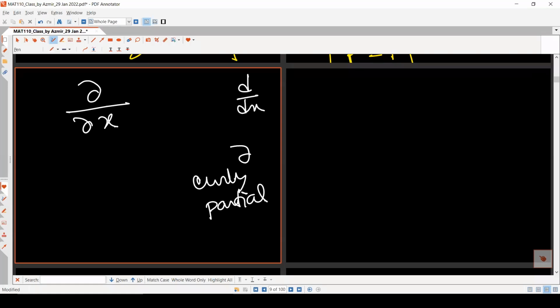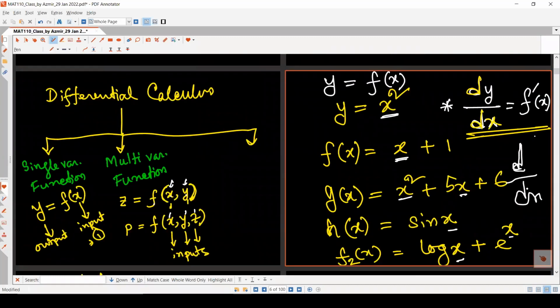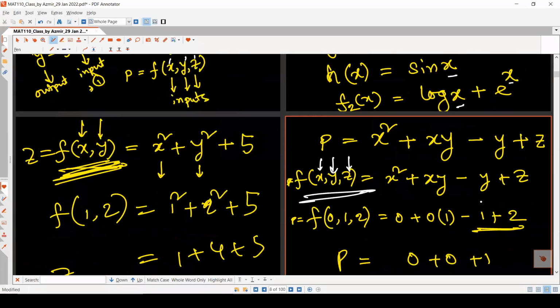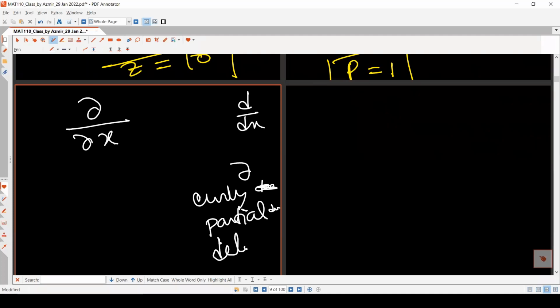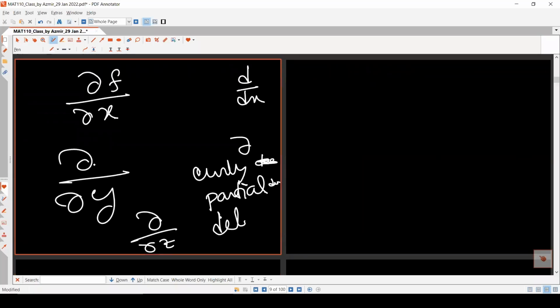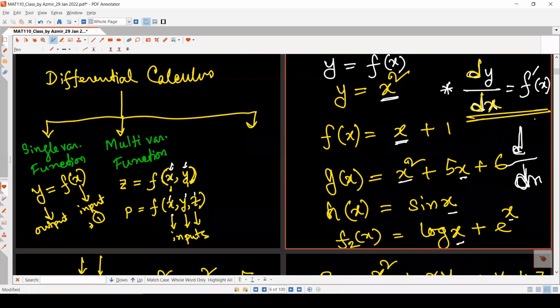Okay, so we have to find the partial derivatives, but this simple d is known as ordinary derivative symbol, but this is the symbol for partial derivative, that is curly d, partial d, or sometimes also called del. Okay, so ∂/∂x, ∂/∂y, let's say we are going to find ∂/∂z for, let's say, f: ∂f/∂x, ∂f/∂y, ∂f/∂z. So how to find the derivatives for multivariable function, that will be discussed here.